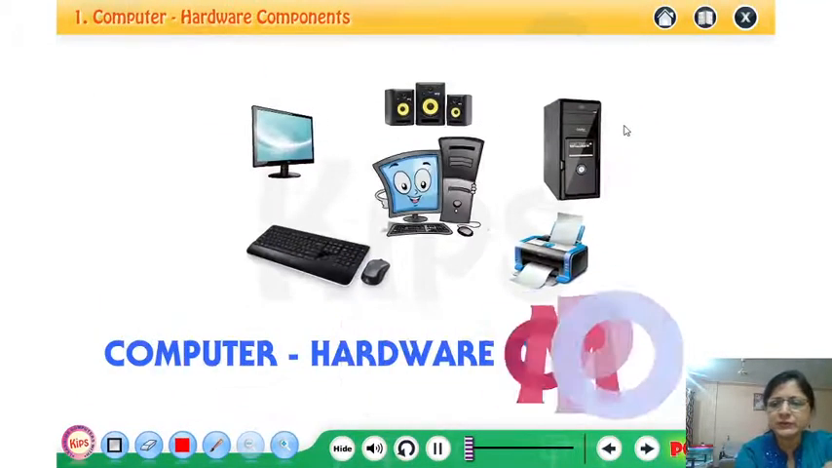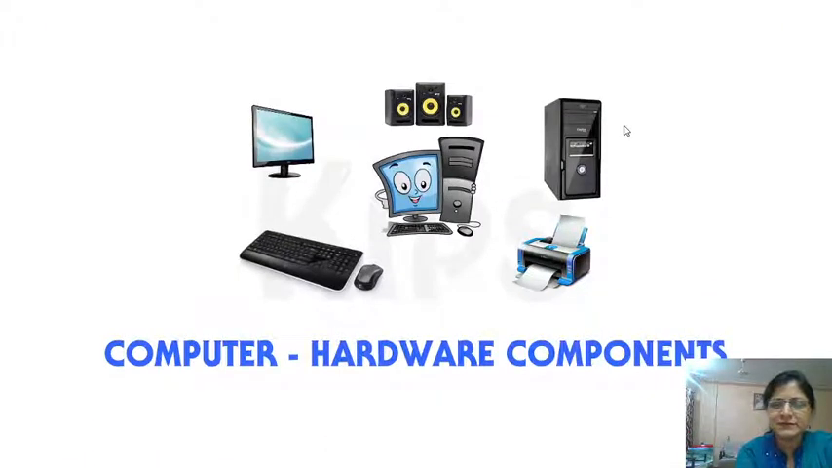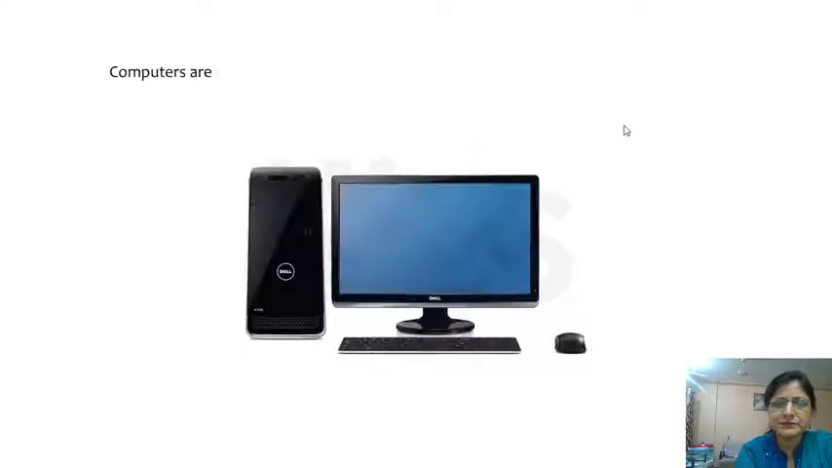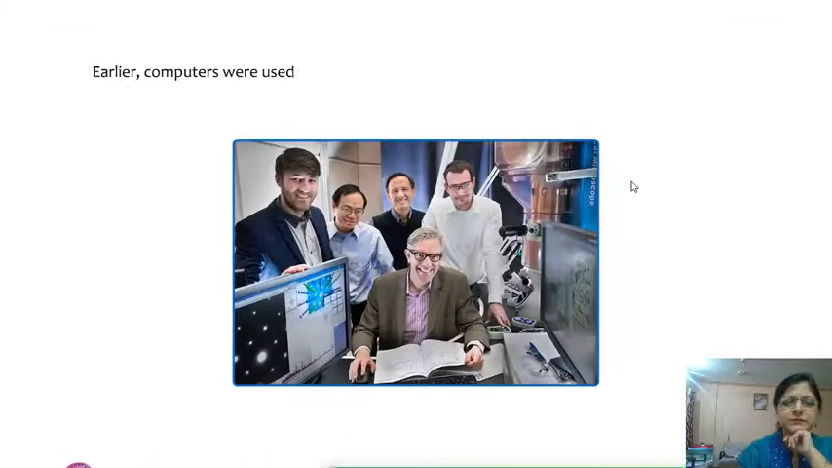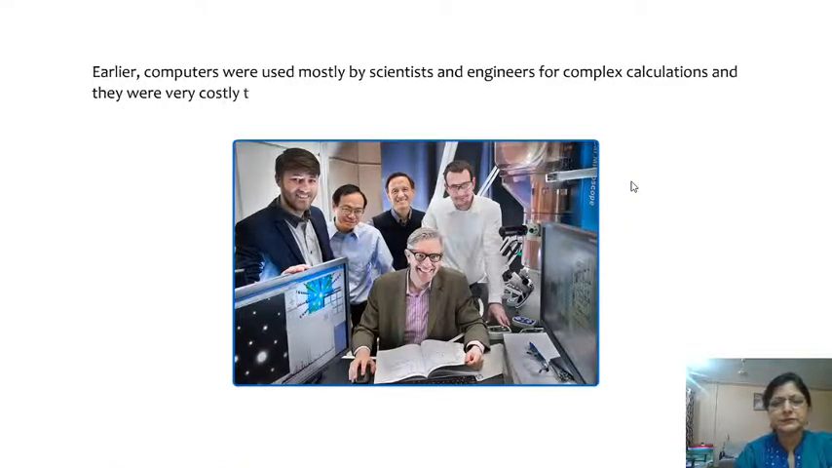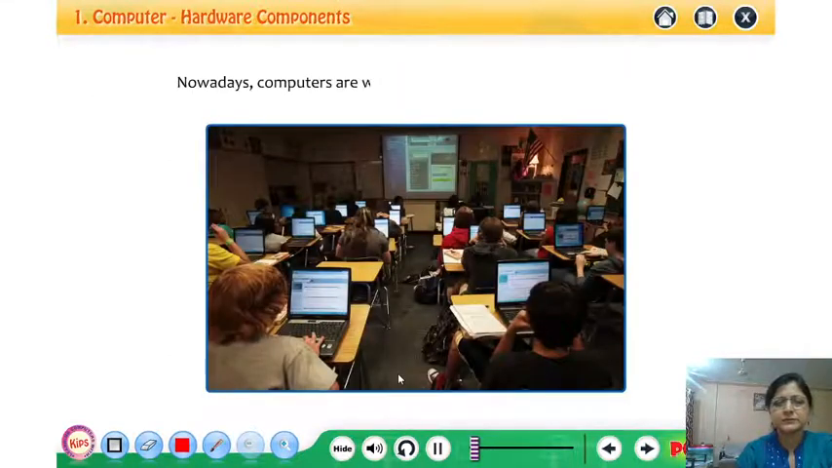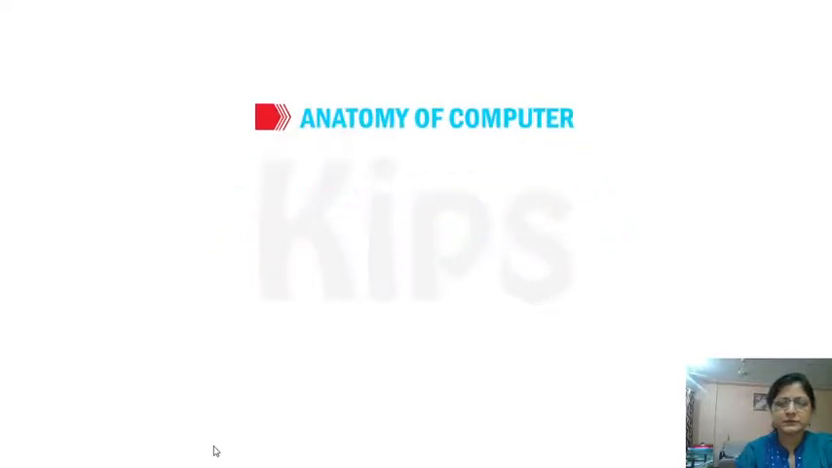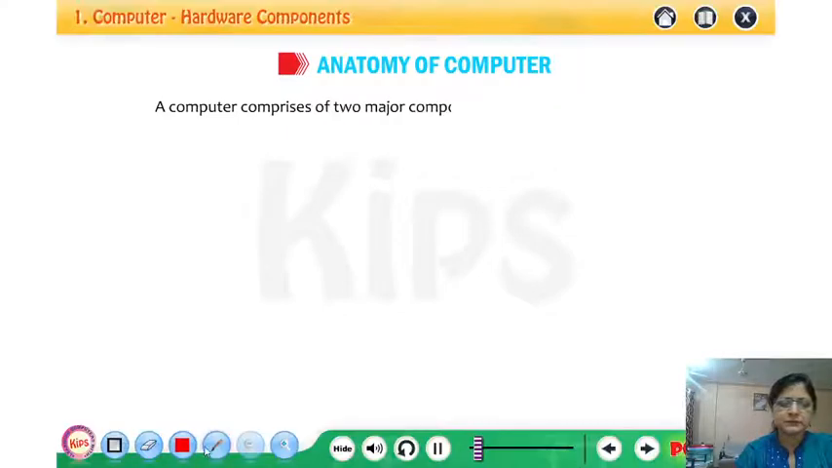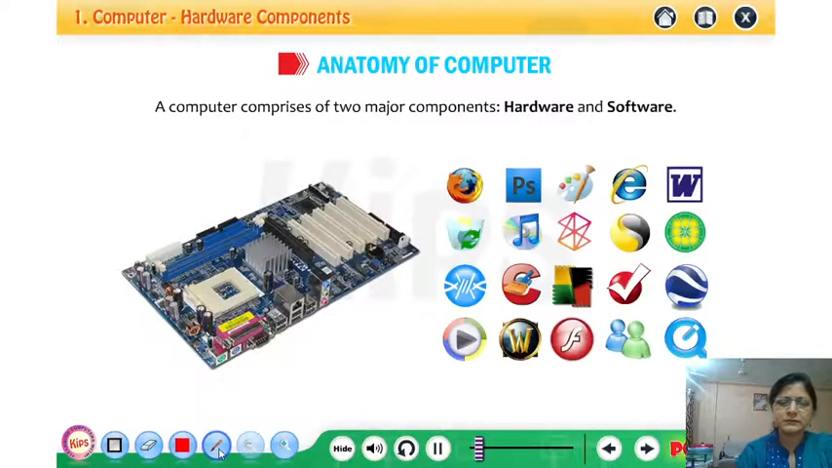Hello students, today we will learn about the computer and its hardware components. Computers are machines that perform specific tasks according to a set of instructions or programs. Earlier, computers were used mostly by scientists and engineers for complex calculations, and they were very costly too. Nowadays, computers are within the reach of every working person. It has virtually become a need in every sphere of life. Let us first start with the anatomy of computer. A computer comprises of two major components, hardware and software.